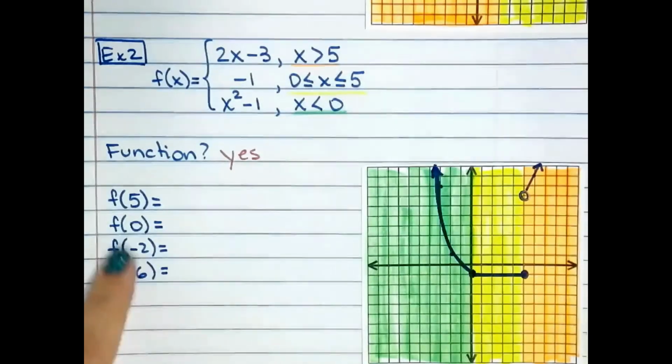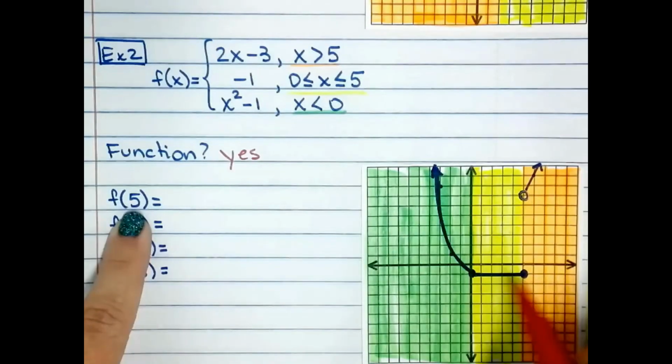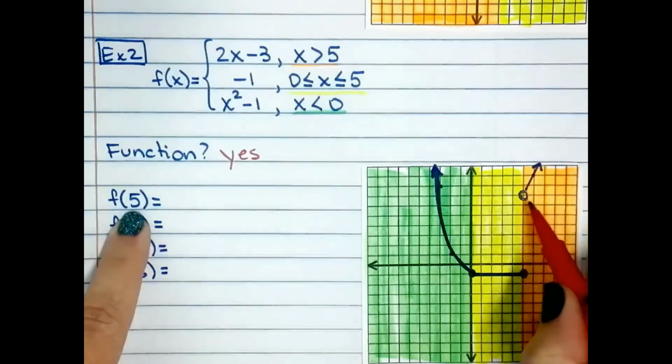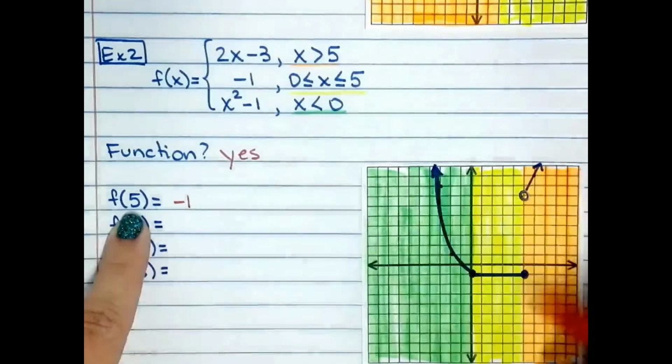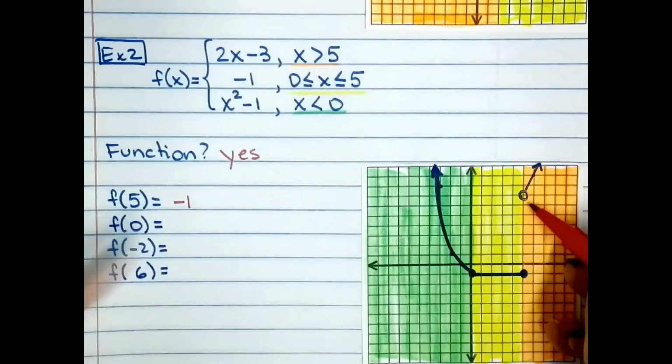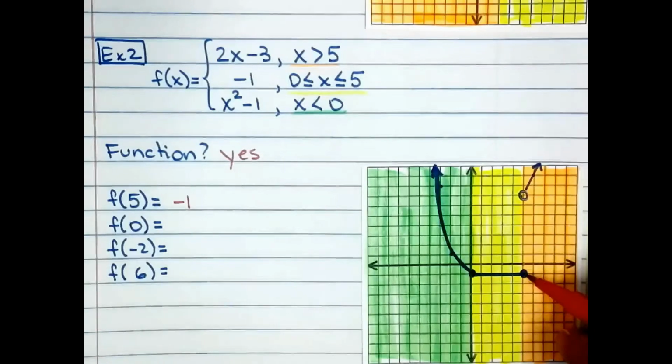4 more questions right here. So what is y when x is 5? X is 5 right here. We're looking at this one? No, we're looking at this one right here. So y is -1. But why am I looking at this one, not this one? How do I know? This one is open dot. That means it does not include that point. This one does include the point.